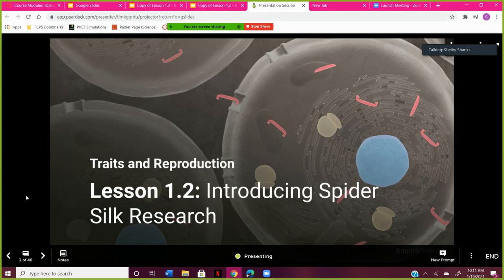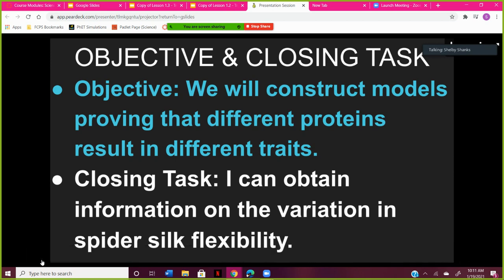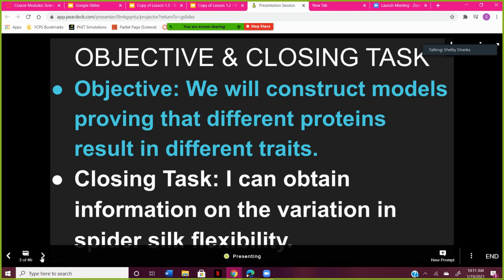Okay, so last week you did a pretest at lesson 1.1 on traits and reproduction. So we're going to move on to lesson 1.2, and we're going to be introduced to the spider silk research. Here's our objective and our closing task. You're going to be able to obtain information on the variation in spider silk flexibility. That's what we're going to be looking at today.